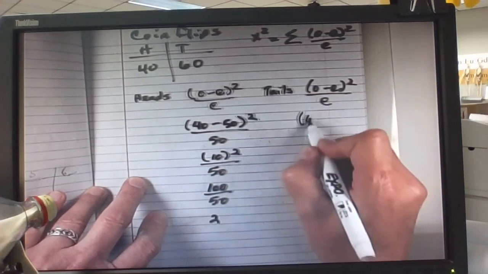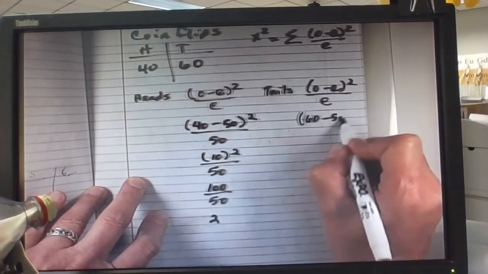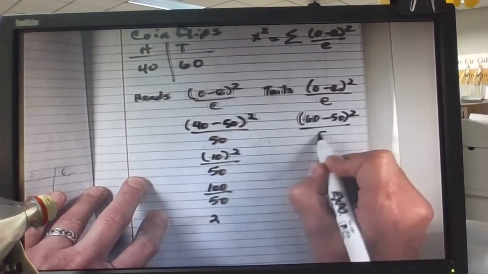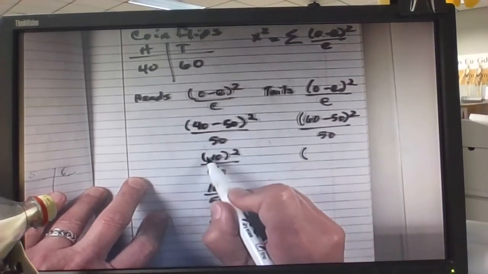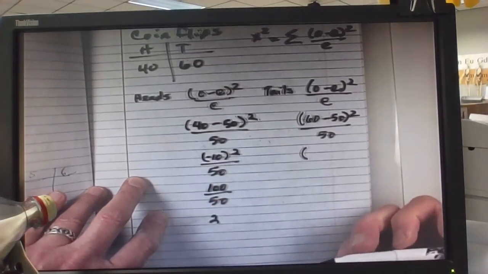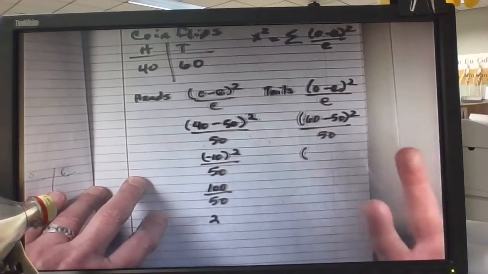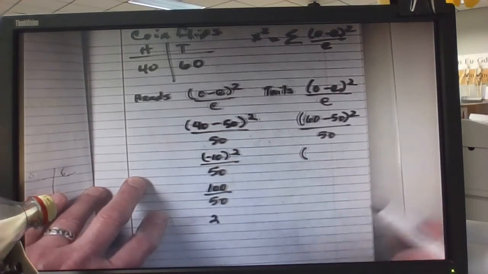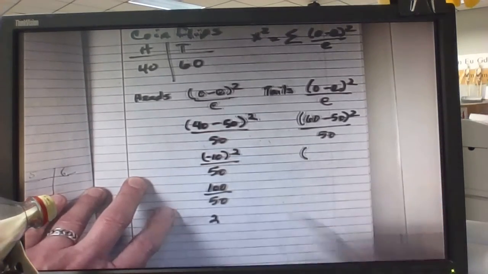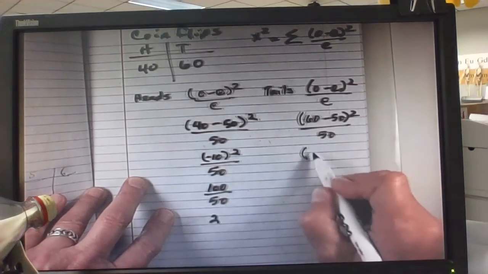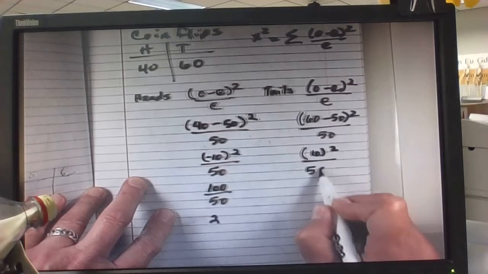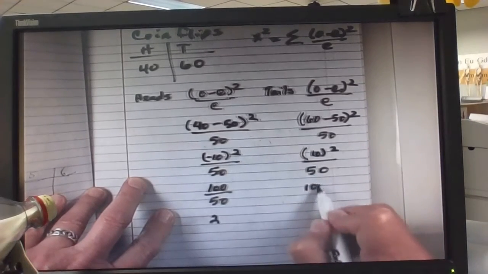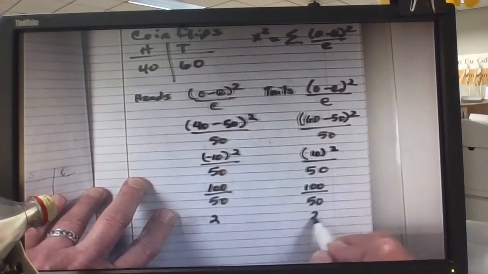I observed 60 tails. I expect 50 over 50. Oh, and this was a negative 10. Sorry about that. I kind of dropped the negatives on this because when you square it, what happens to the negative? Yeah, it goes away. So I kind of ignore them, but it's probably a better idea not to do that. I'm sure Mrs. Haas would probably say that at least. So I get 100 over 50. That gives me 2.